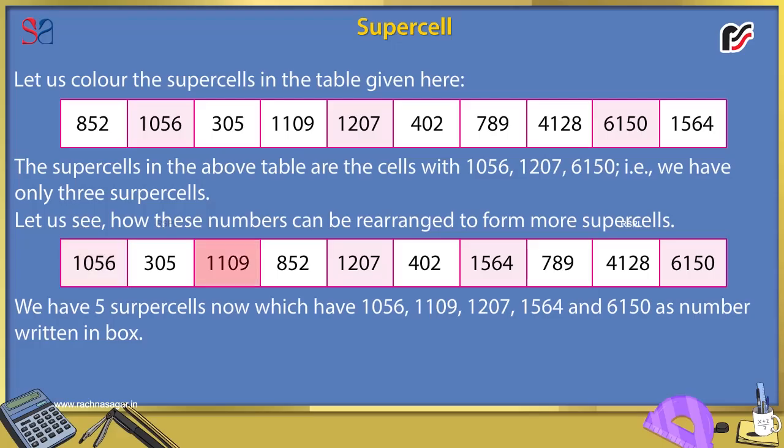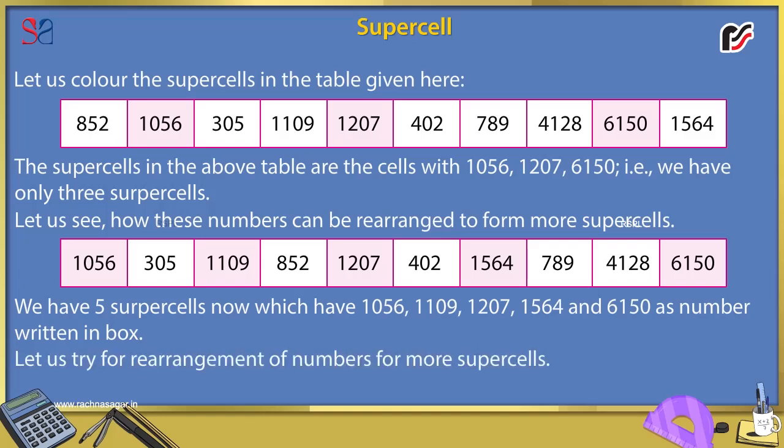1056, 1109, 1207, 1564 and 6150 as number written in box. Let us try for rearrangement of numbers for more supercells.